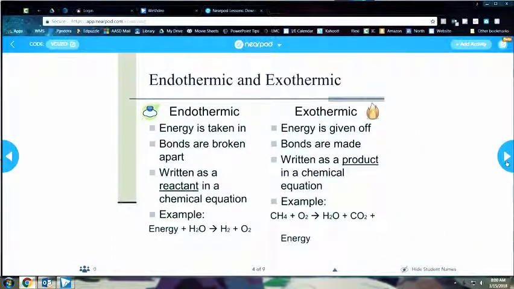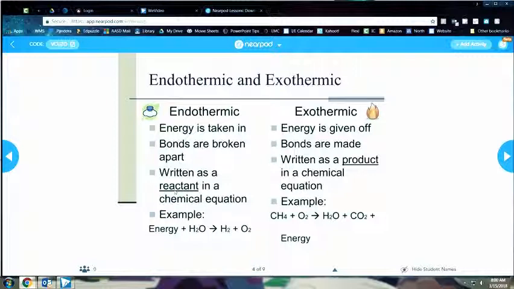So there are two different ways that energy can be explained, either endothermic or exothermic. Endothermic is where energy is going to be taken in, and this happens when bonds are broken apart. So molecules like to be bonded together, and when we break those bonds apart, we're forcing those individual atoms to separate, and they don't want to be separated, they want to be bonded. And so we have to force them apart by adding in energy.